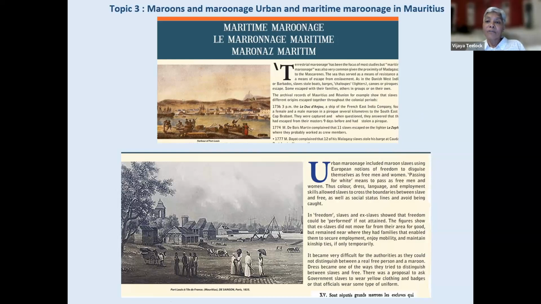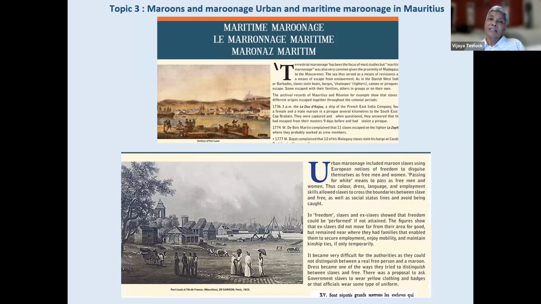We don't know, however, about those who succeeded and tried to reach Réunion or Madagascar. So we don't know about those who did succeed, if they did succeed. But maritime marronage was a big phenomenon, not as major as running away into the woods and the forests and the caves, but it was quite consequent in the 18th century. Another type of marronage we have in Mauritius was urban marronage.